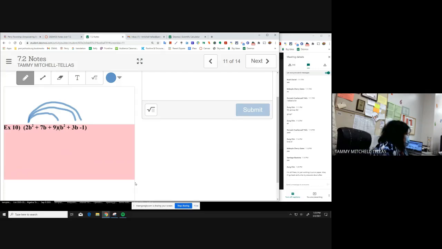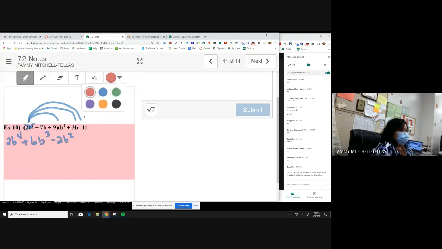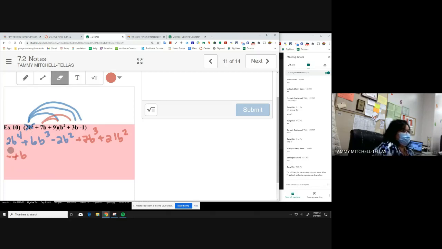Okay, I'm going to do the first line, and then I'll wait again. Check your first line and see if it's right. Here we go. So this is 2b to the fourth. This is 6b to the third. And negative 2b squared. So that one's done. And I'm going to move to the next one. 7b. So that would be 7b to the third. 21b squared. And minus 7b. It doesn't even fit on one line. It's so big. A little ridiculous.